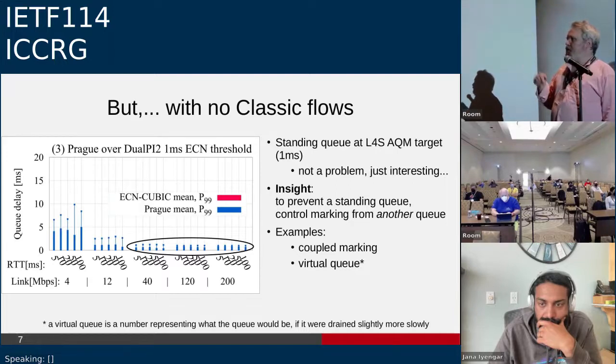For instance, if you had a virtual queue, which some of you may know what a virtual queue is. I haven't got time to explain it now, but it's what the queue would be if your link rate was slightly slower than the real queue. And if you mark with that, you will lose the standing queue, and so you just get the bursts, not the standing queue. So that can be useful. Okay, next slide, please, Jana.